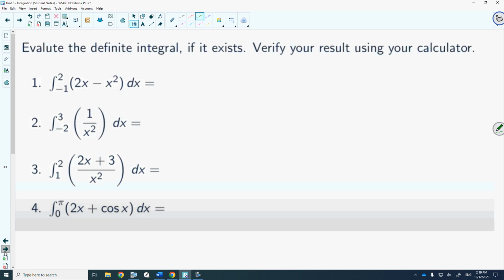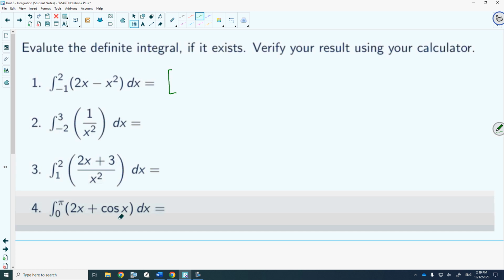So if we integrate this first one, add 1 to the exponent, divide by 2, that's going to give us x squared, minus, add 1 to the exponent, divide by the new exponent. This is going to give us x cubed over 3. And the integral is from negative 1 to 2.